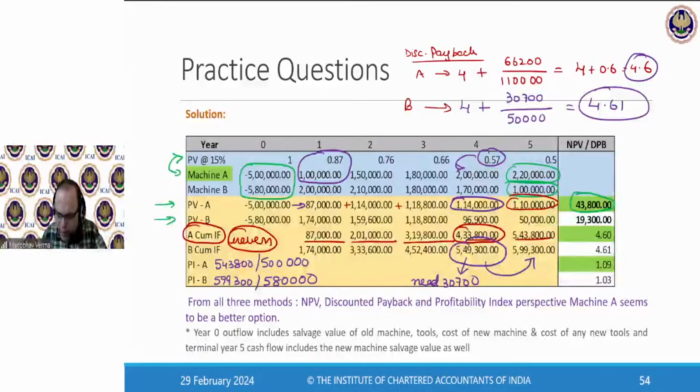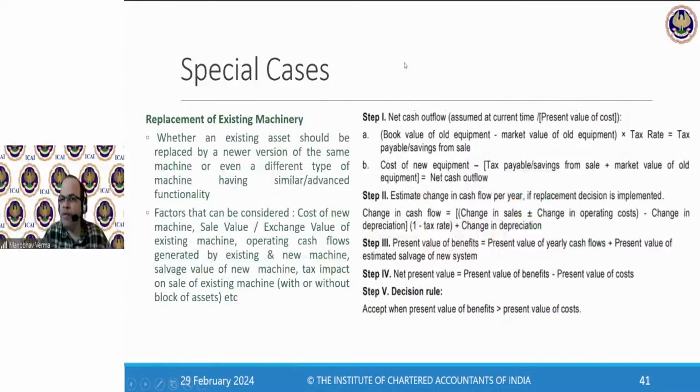If all is okay, we will take a break here because it's 7:24 now. Let's take a quick break of 10 minutes. Once we come back, we will resume our discussion from a practice perspective, talking about one of the special cases, which is the replacement of existing machinery. We have a question or two. We'll do one question here and one is for your practice. A very interesting, comprehensive question, I would say. And we will have more questions after this.